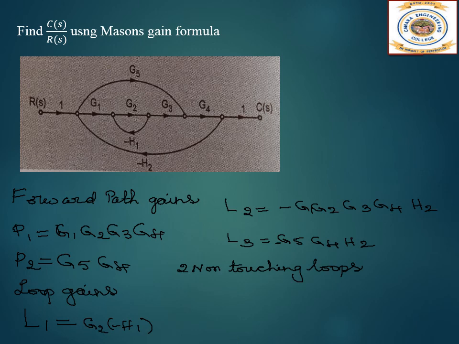So we have to write the product of it. For non-touching loops, you can write the loop gains L1 and L3. So G2, H1, minus minus will become plus, G5, G4, H2. So we have written the forward path gains, loop gains and two non-touching loops. Three non-touching loops we don't have. Next we will write Mason's gain formula.